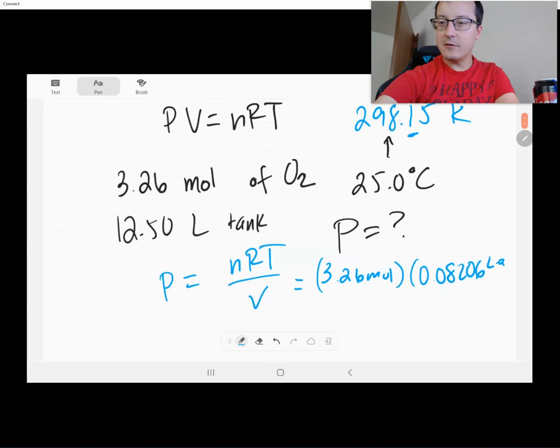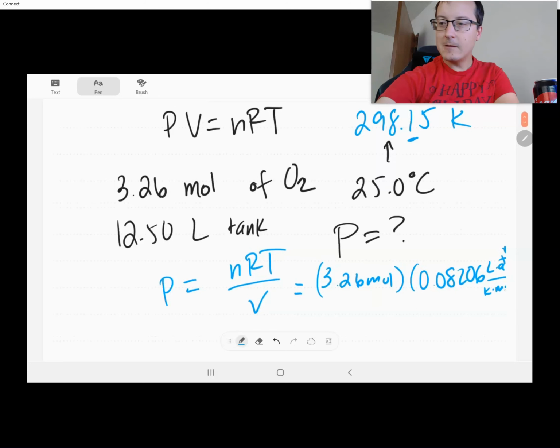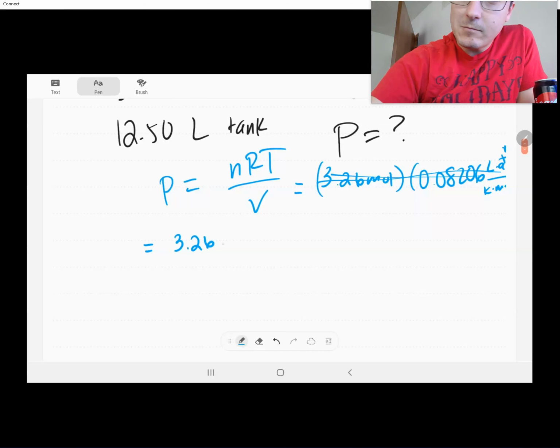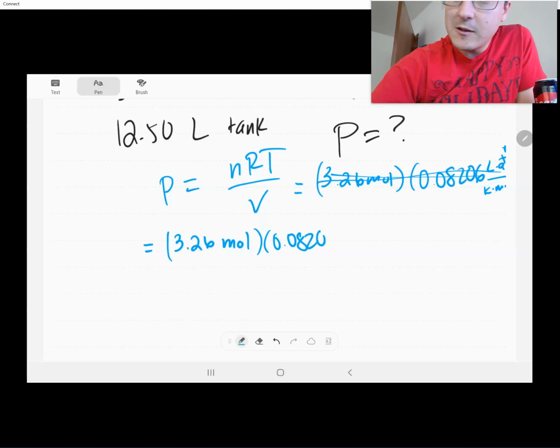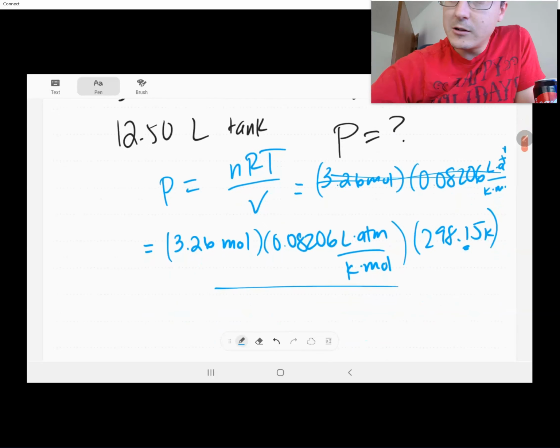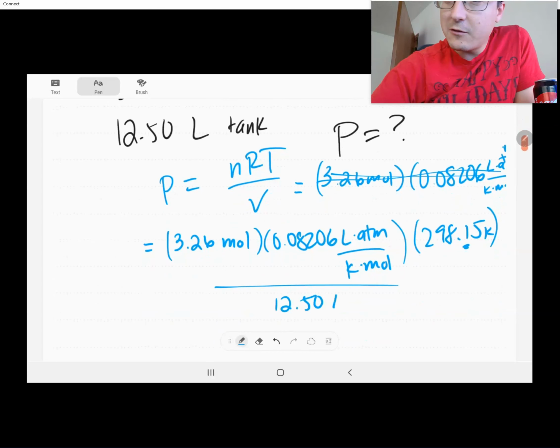Oh goodness, I have no room whatsoever. Okay, you know what? Forget it. I'll just write it on a new line. Okay. We have 0.08206 liter atmosphere per Kelvin mole, times 298.15 Kelvin, over 12.5 liters.